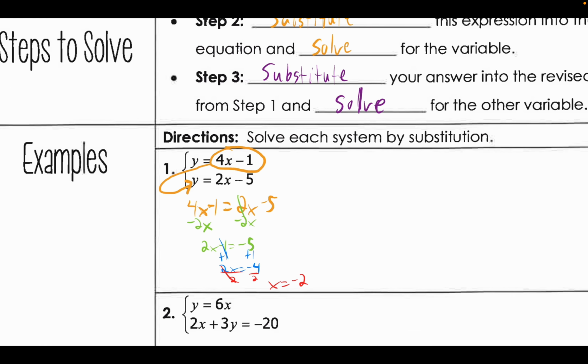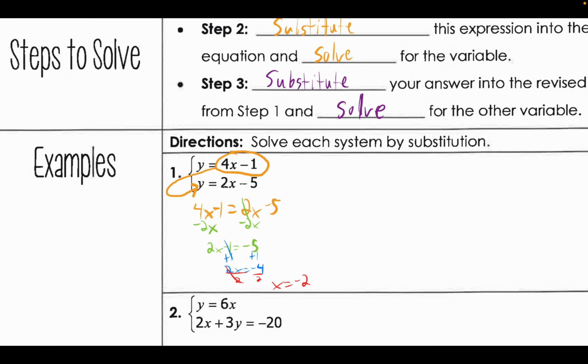Now we're not quite done yet because, as you may recall from our previous section when we solved by graphing in 6.1, we had ordered pairs for answers in x comma y. Well, we only have the x. We still need the y for the ordered pair. And so how we find that is by doing step 3.